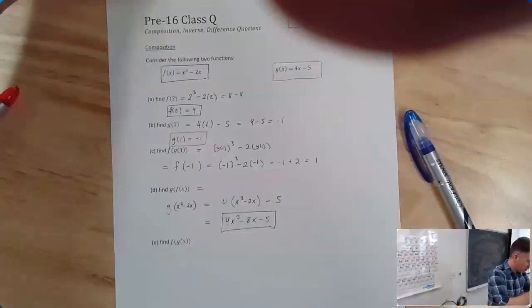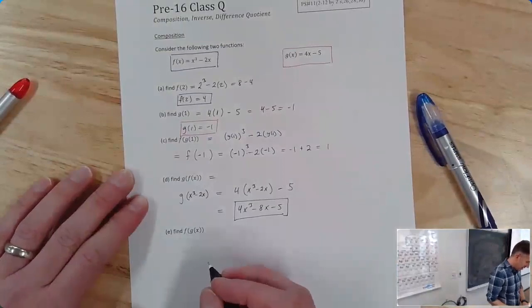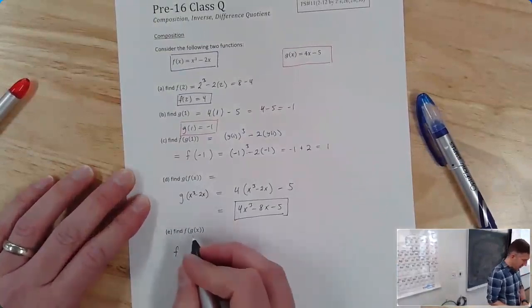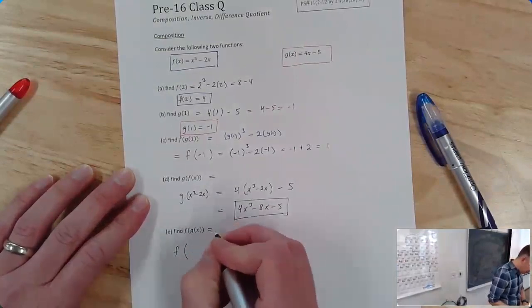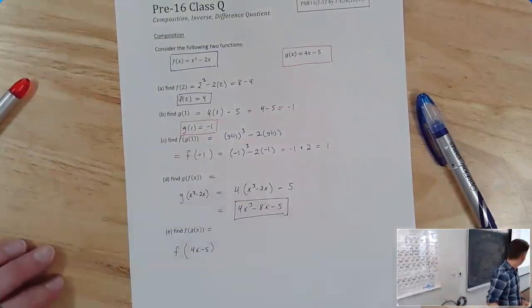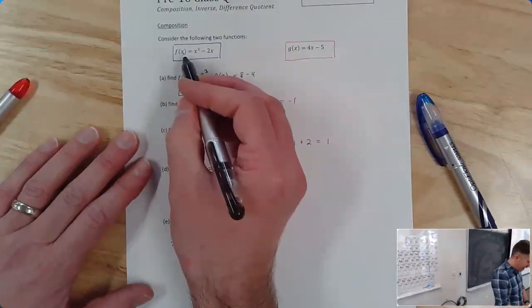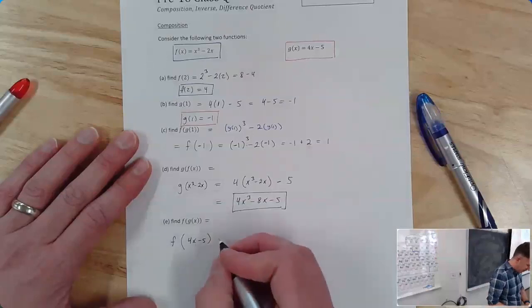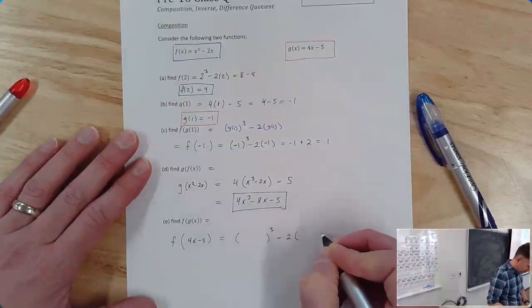Okay, now let's look at the other one, f of g of x. So again, same idea. I'm going to take my inner function g of x and replace it with what it's equal to. So f of g of x is going to become f of 4x minus 5. And then we're going to say, well, I know that f of x is x cubed minus 2x. So f of some new stuff is that new stuff cubed minus 2 times that new stuff.